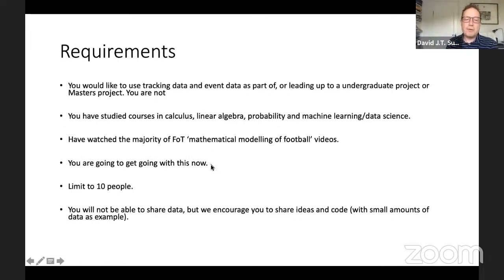And it's for people who are going to get going now, because we're going to limit this to 10 people to start off. There might be possibilities later, but please be someone who wants to get started now. The Euros are coming up and the data will come out. And this is the limitation, of course, and this is the unsolvable problem about tracking data, which is personal data. You'll not be able to share the data, but we will encourage you to share ideas and code with small amounts of data as an example. So there won't be overall data sharing, but you will be working together on the same data set.